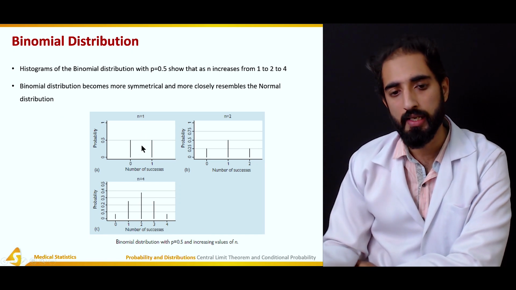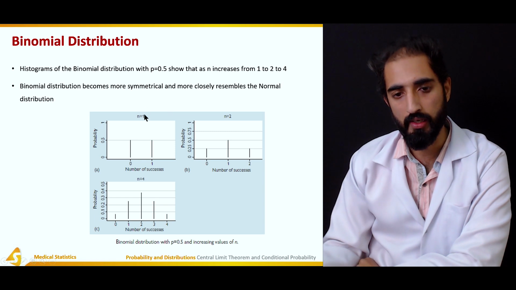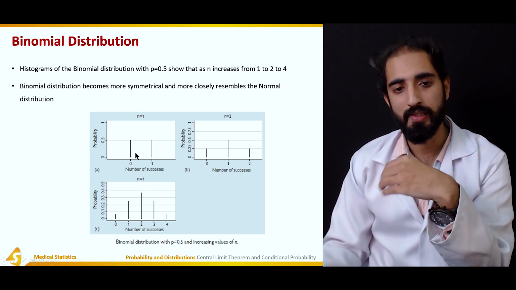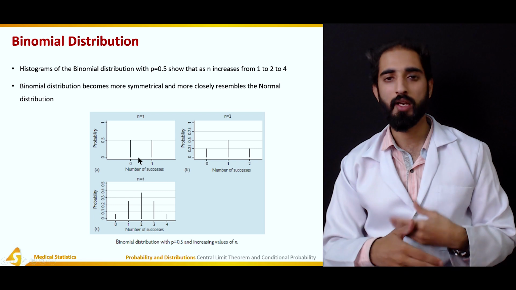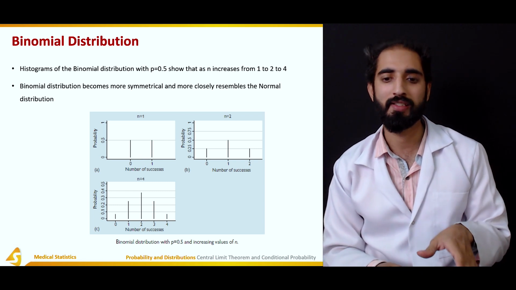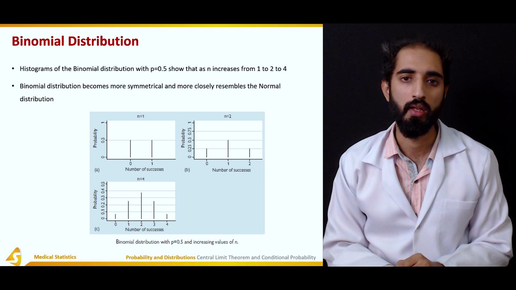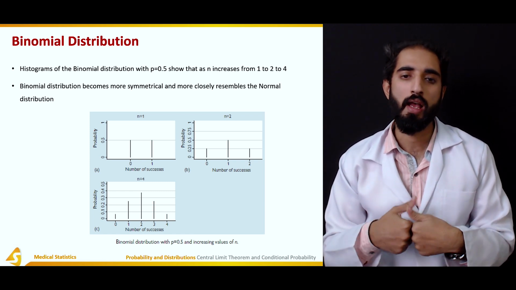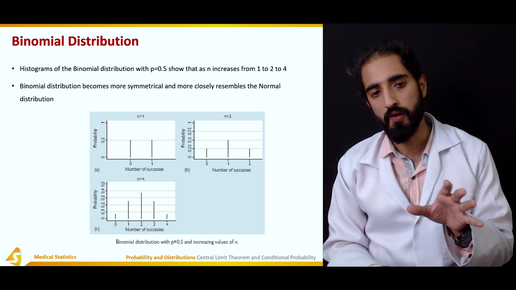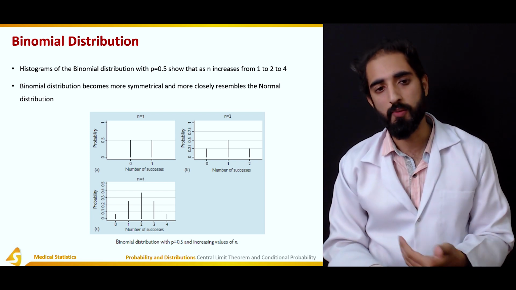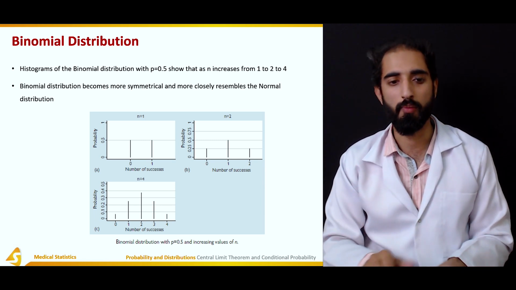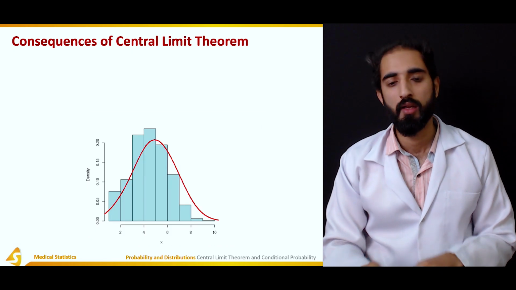So as we can see, when n is increasing, here n was 1, here n is equal to 2, and here n is equal to 4. As n is increasing, we can see that this binomial distribution is becoming more and more symmetrical, and it is starting to resemble a normal distribution. So increasing n can actually help us in using normal distribution instead of binomial distribution, because it starts to behave, act and look like normally distributed data.